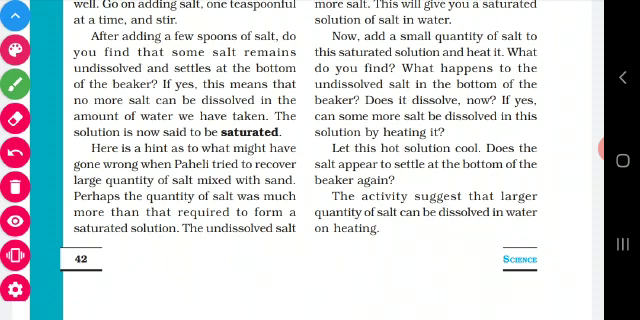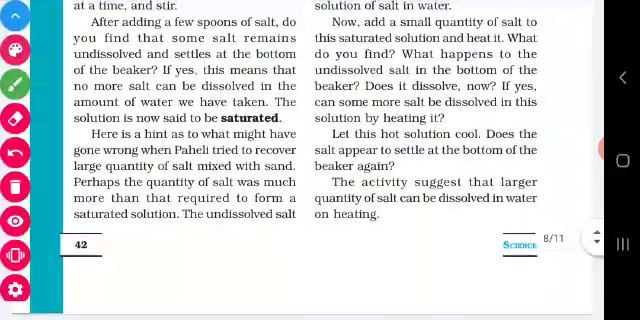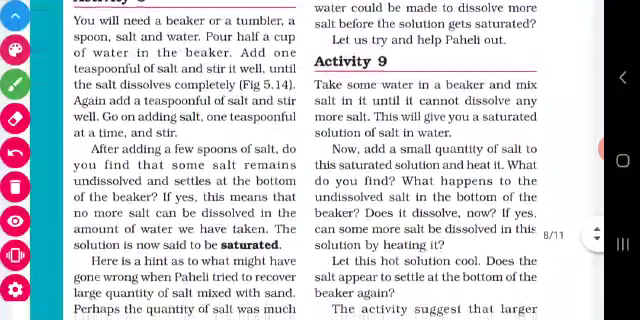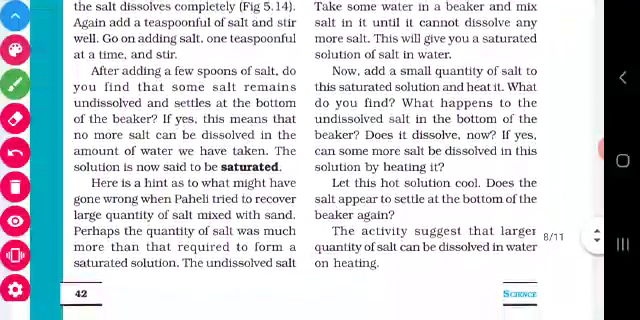Or else we can add a little amount of solvent. If we do so, the solute will be soluble in water. The salt will be soluble in water. Okay children, have you all understood? So the activity is there. You do this activity and see the changes.